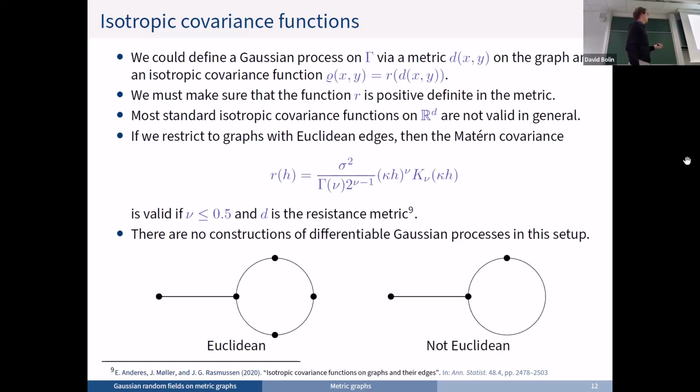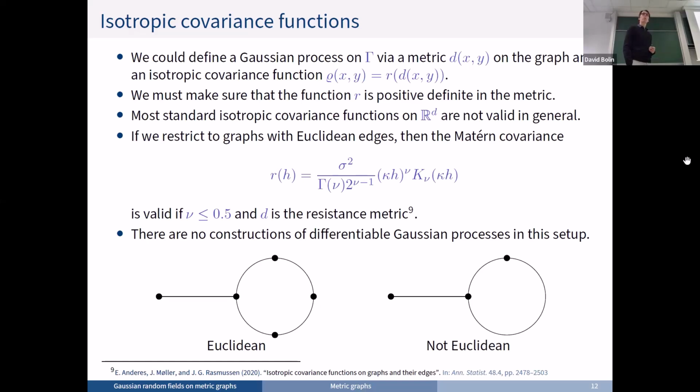Another slightly annoying thing is that this restriction of having Euclidean edges is a bit artificial. So for instance, here's a graph that has Euclidean edges, whereas this one doesn't. So this works on this graph, but not on that, which means that in real applications, you're often in the case where the graph does not fall into this subclass of Euclidean edges, and then you cannot really use this.